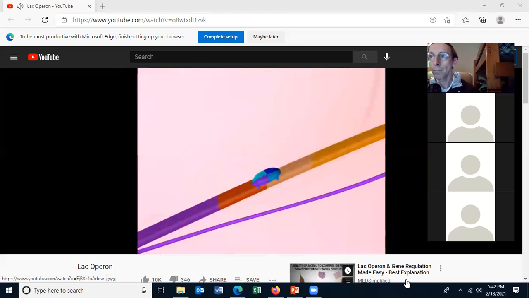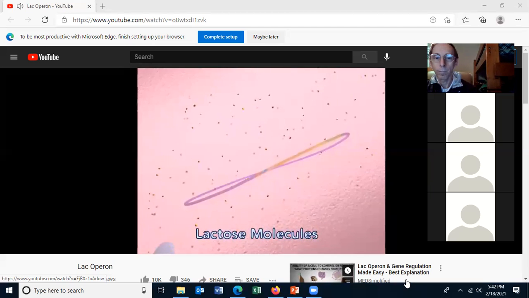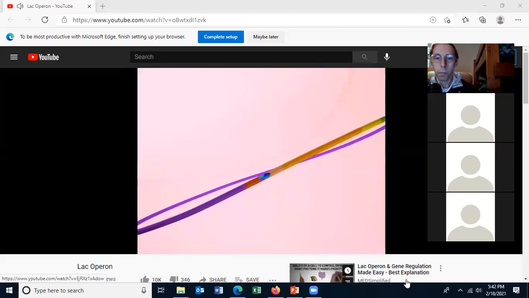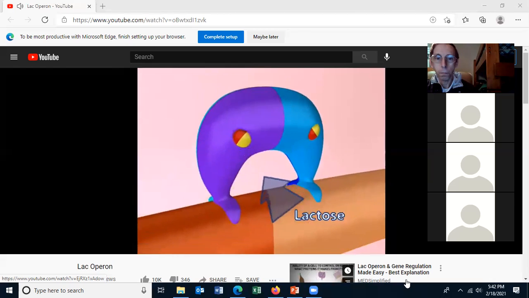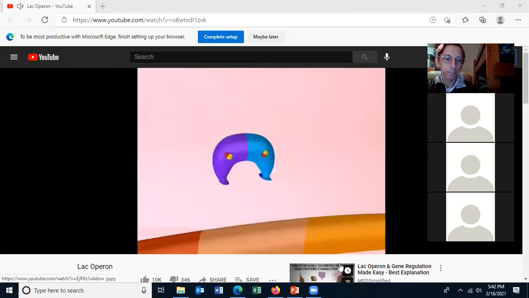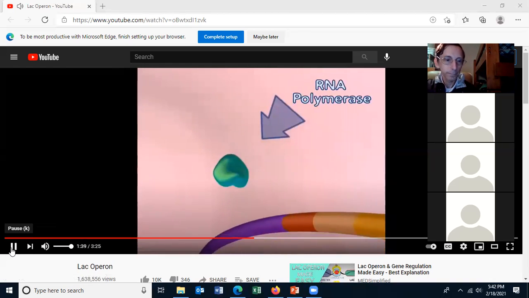Lactose is the lac operon inducer molecule. After first appearing in the cellular environment, lactose passively enters the E. coli cell and binds to the repressor molecule. This binding releases the repressor from the controlling region.